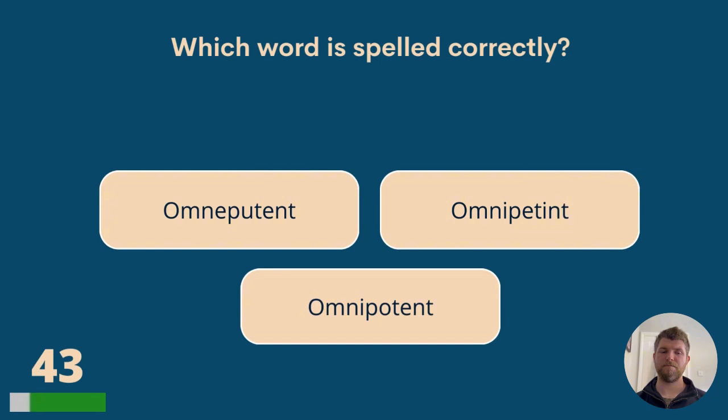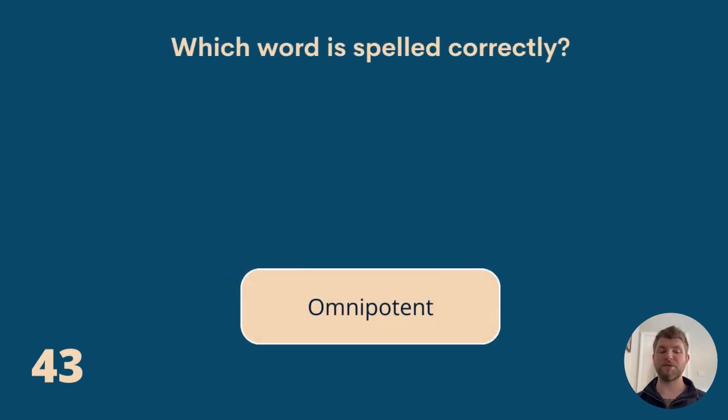Omnipotent. How would you spell omnipotent? Which word is spelled correctly? The answer is omnipotent.